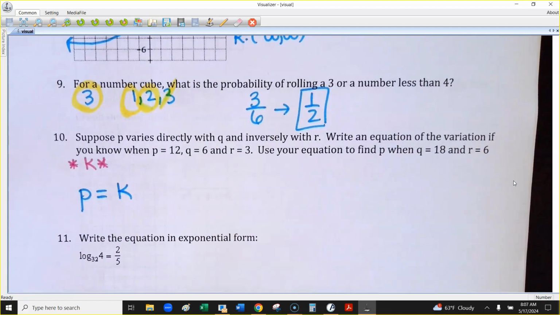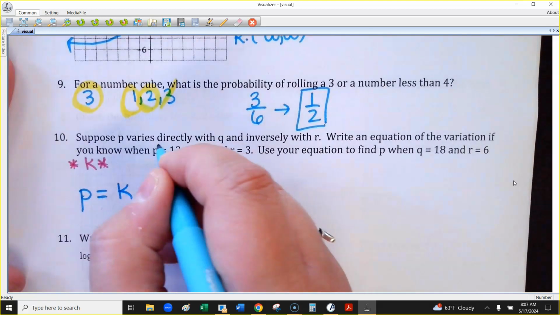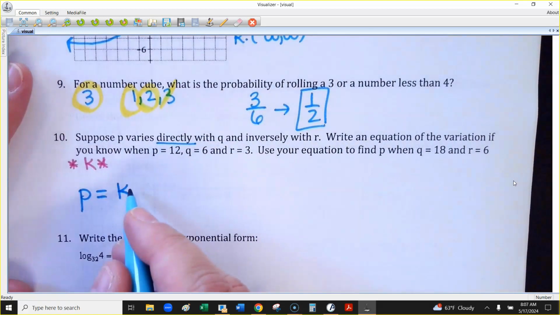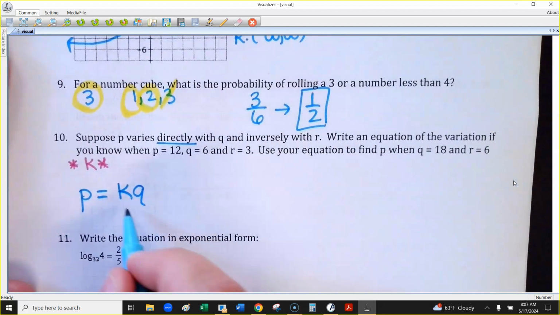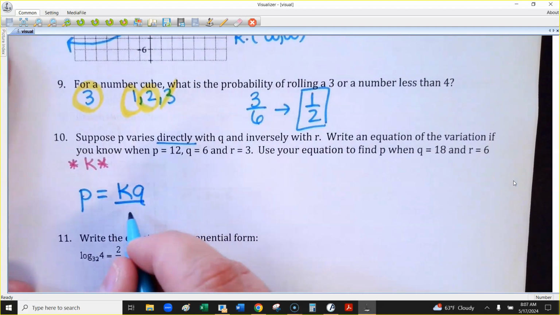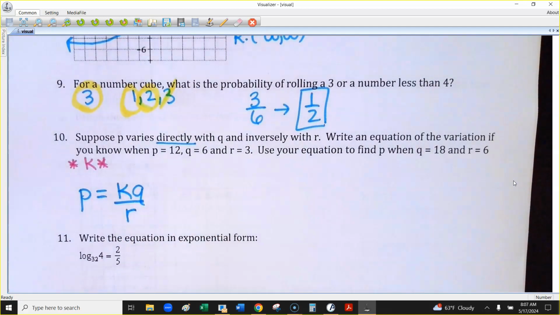It says directly with Q and inversely with R. So a direct relationship is just multiplication with your constant of variation. So we're just going to put the Q right next to the K. And then inversely puts whatever that variable is in the bottom, underneath the K. You're going to divide your constant of variation by that. Then they're going to give us just enough information to figure out what that K value is.